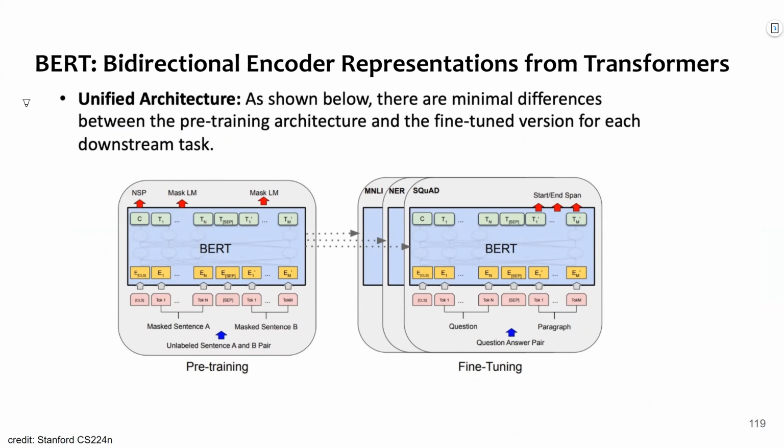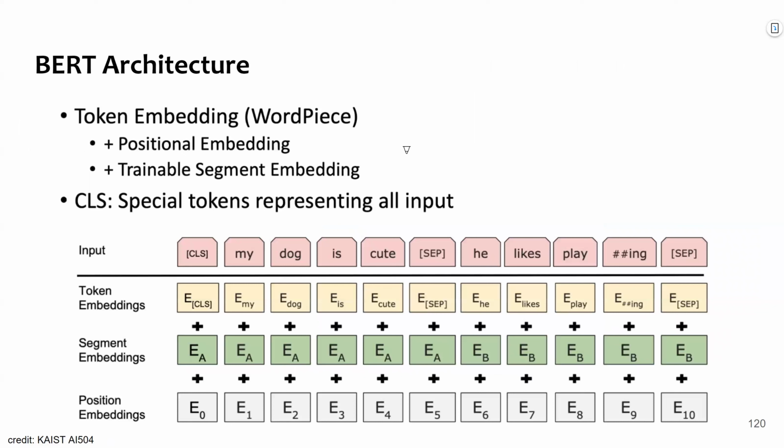And like the GPT architecture, this BERT model is a unified architecture. What I mean by unified architecture is that for downstream tasks, you don't have to come up with a different architecture than the original architecture. There is minimal change between the original pre-training architecture and the downstream architectures. How can you achieve that? But first of all, let's talk about the training process in more detail.